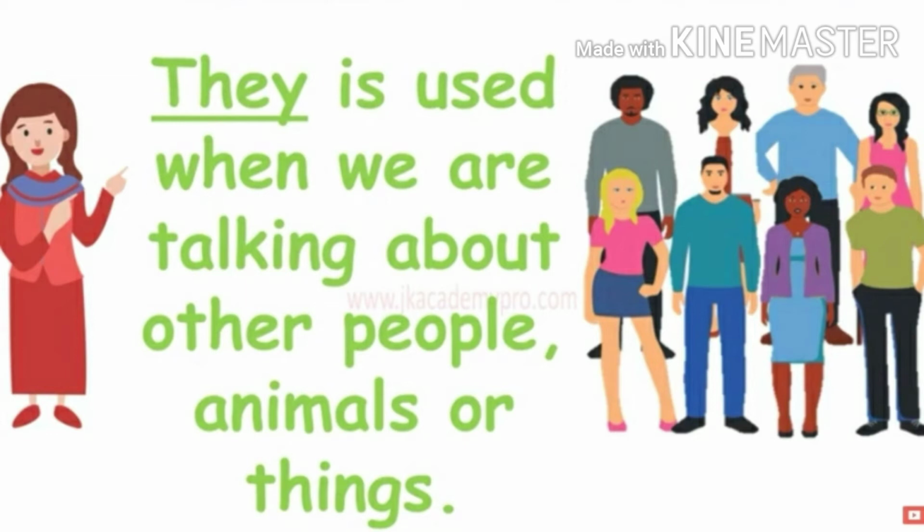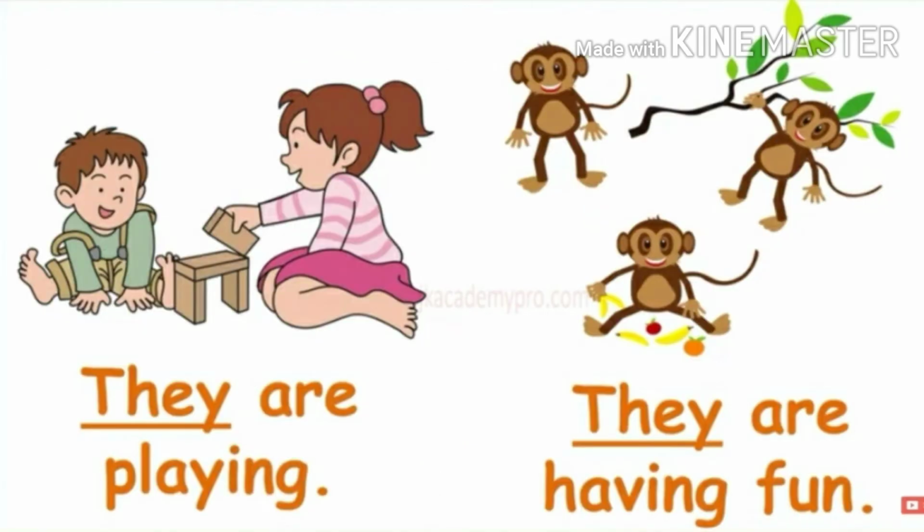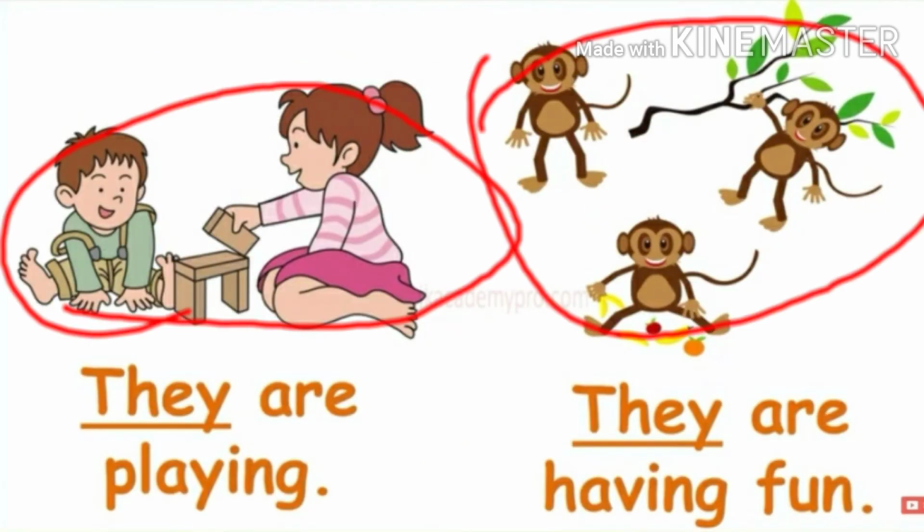It means that "they" is used when we are talking about other people's animals or things. So let's understand with some examples. They are playing. Here "they" is used for the children who are playing. So "they" is used for other people and more than one person.